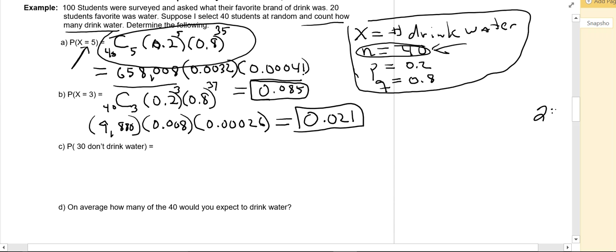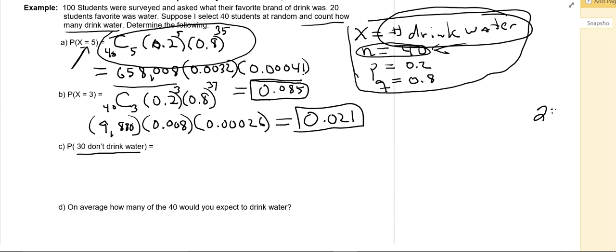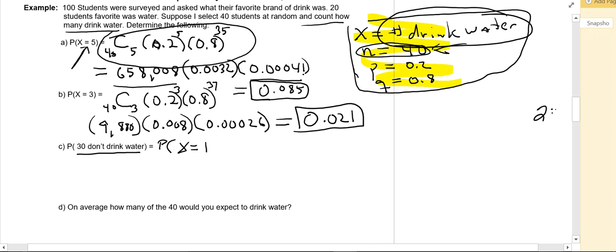Now, the next question. The probability that they don't drink water. Remember, we're counting how many drink water. So either we're going to have to change what we're counting and change all of this over here, or we need to change the statement itself. Well, if 30 don't drink water, that's the same thing as 10 do drink water, correct? Got it? 30 don't drink water, there are 40 people, so that's the same thing as asking the question that 10 do drink water. Well, get out the formula.